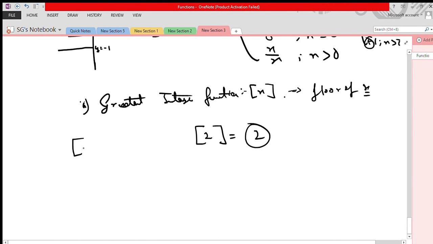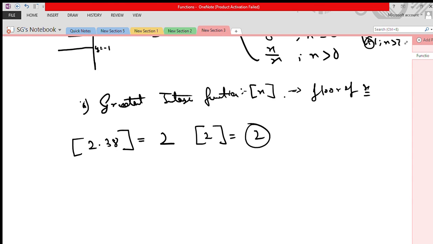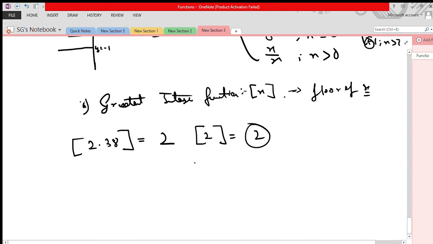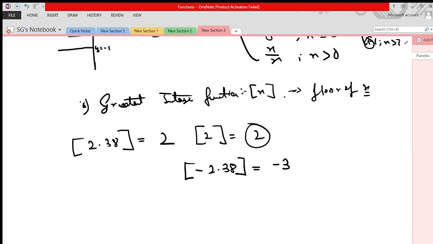But suppose you are given box of 2.38. What will it do? It will give you 2 as your answer. Got it? I guess this thing is being clear. Okay. For example, if you have the box of minus 2.38, what will it give you? It will give you minus 3, because minus 3 is the greatest integer which is less than minus 2.38. Clear? This is the greatest integer function.